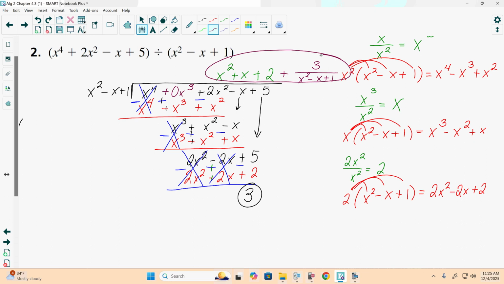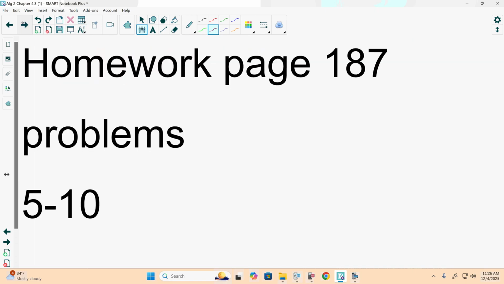So if that last term had been a 2 instead of a 5, it would actually divide evenly, and we wouldn't have had a remainder. But here it's x squared plus x plus 2, plus 3 over x squared minus x plus 1. Questions over long division? We feel good with long division. All right. We feel good with that?